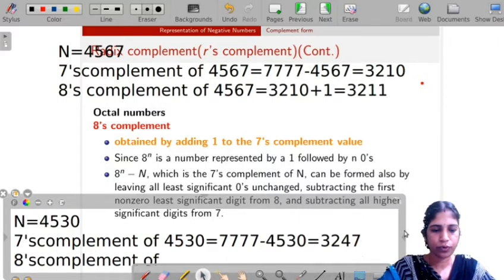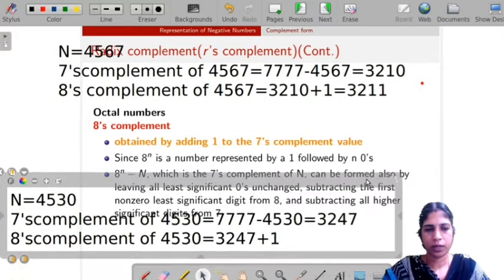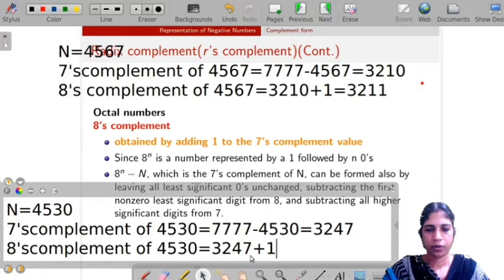8's complement of 4530 is equal to 3247 plus 1. So 7 plus 1, the next digit is 0, then this becomes 5. Then 32. So 3247 plus 1 is equal to 3250. That means the next number after 3247 in octal is 3250.